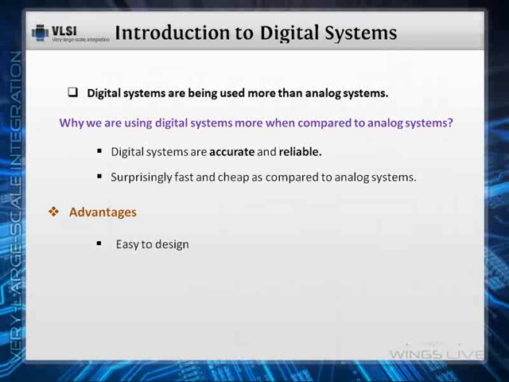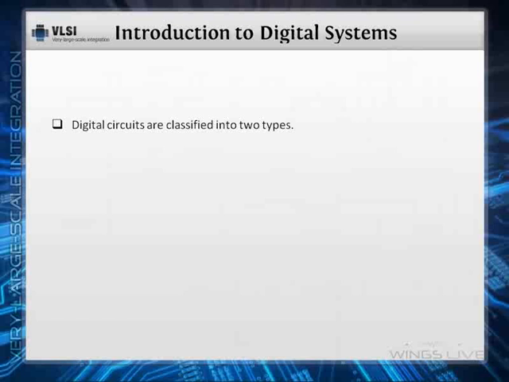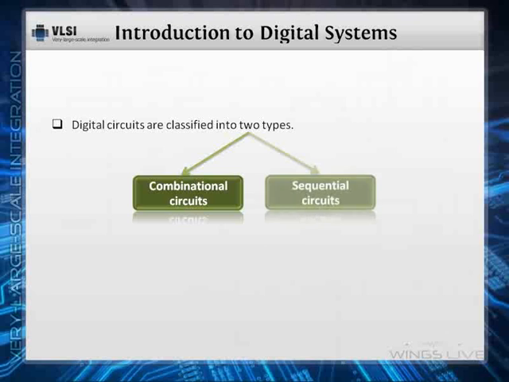They are easy to design. They can store information easily. Digital circuits are less affected by noise. More digital circuits are fabricated on IC chips. Basically, digital circuits are classified into two types: combinational circuits and sequential circuits. We will discuss combinational circuits and sequential circuits along with logic gates in detail in upcoming tutorials.